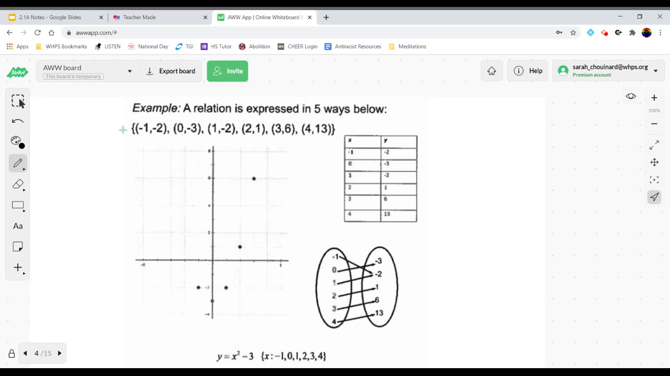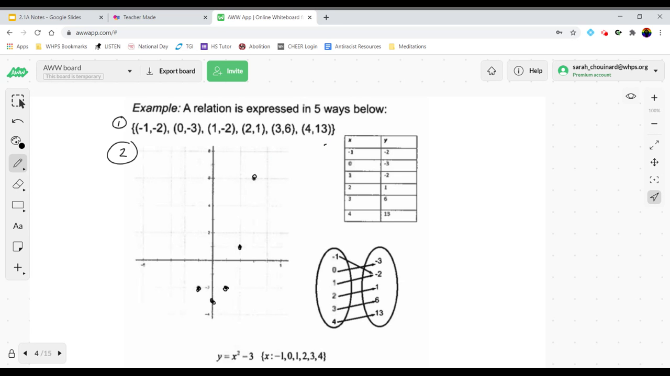So here are our 5 ways. Here's the first way, as a set of coordinates. So the points (-1, -2), (0, -3), (1, -2), (2, 1), (3, 6), (4, 13). This is a relation because you have your input and your output, or your X and your Y, for each of these points. The second way was as a graph. So we can see the points (-1, -2), (0, -3), (1, -2), and so on. So we have the points from our relation represented on the graph.